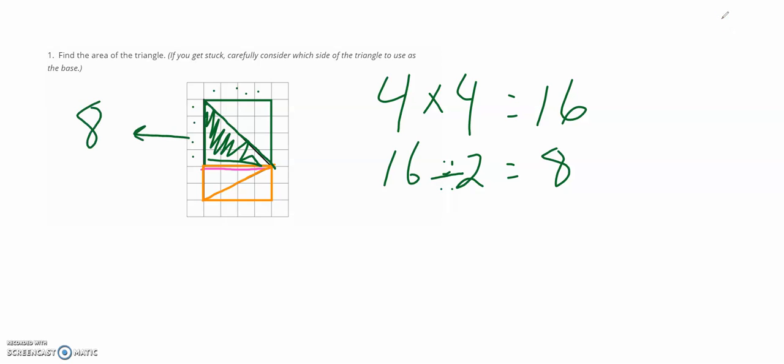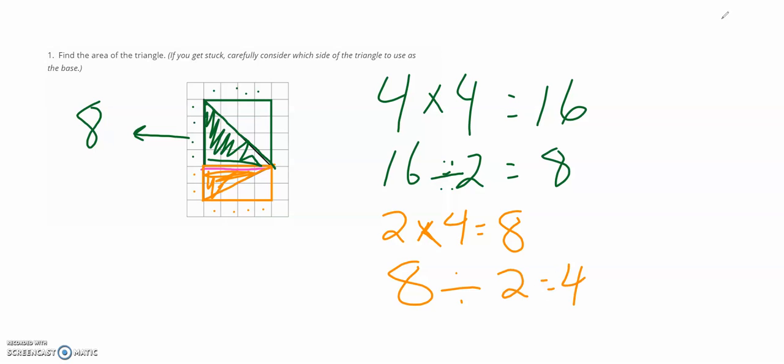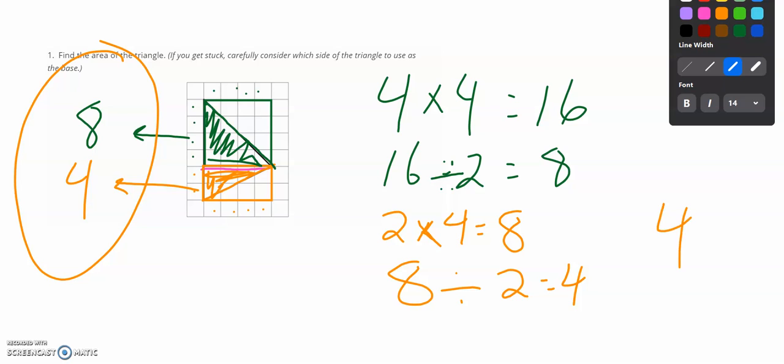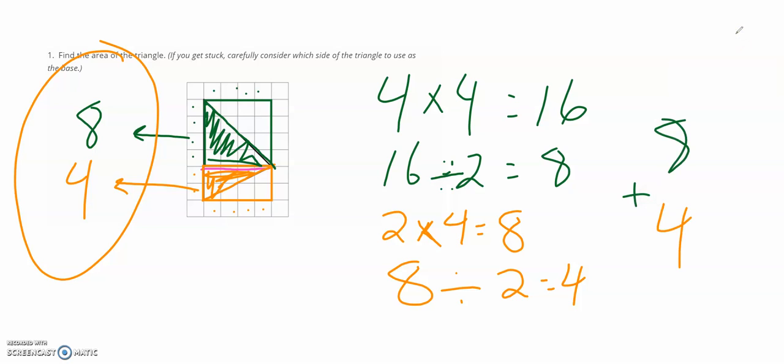Now we're looking at the other part. 1, 2 by 1, 2, 3, 4 is 8, but we just want this half. So we take 8 and we divide it by 2, and we get 4. So this part is 4. We want these parts together because we want the whole triangle. So we do 8 plus 4, and we get 12. Same answer as the other strategy.